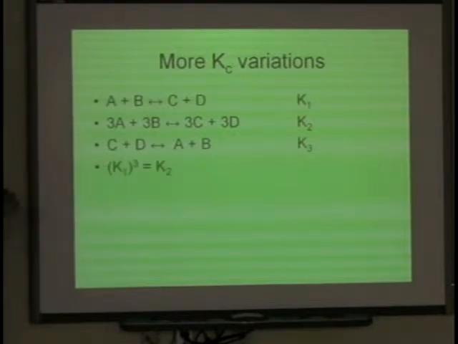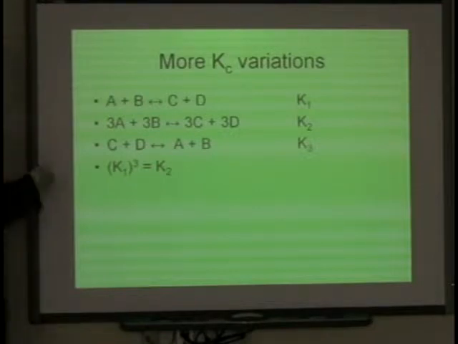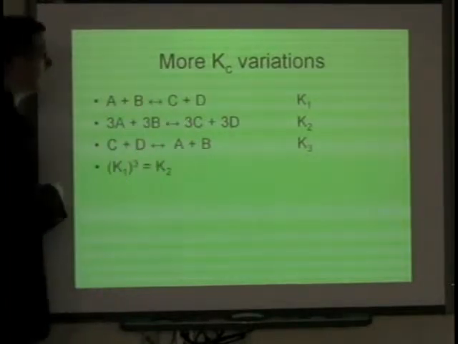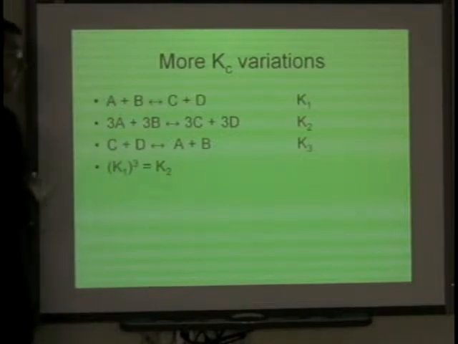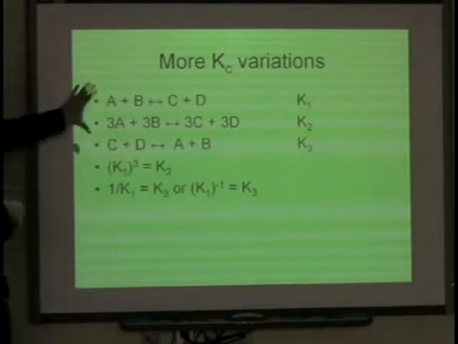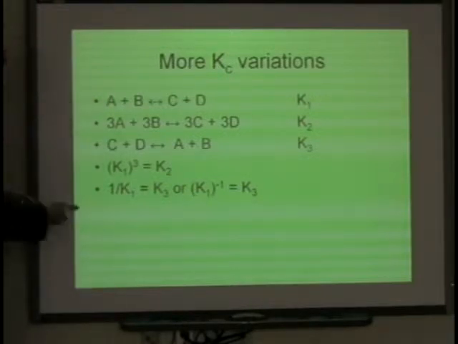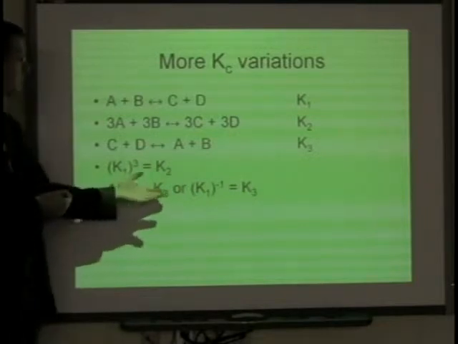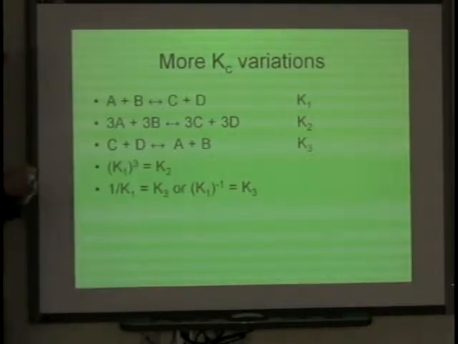To begin with, K1, if I cube it, it would just be like K2, because notice the coefficient of 3 in front of everything. So if I took things to the third power, it would be the same as taking K1 to the third power. If I related K1 to K3, notice that K1 and K3 are reverse reactions of one another, so 1 over K1 would equal K3. Could also be expressed as K1 to the negative first equaling K3. So that's how to relate multiple equations together.